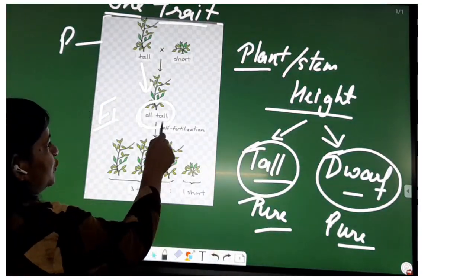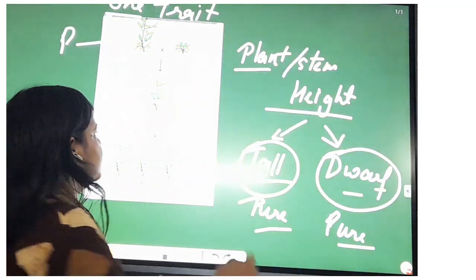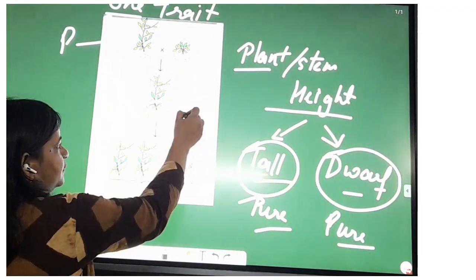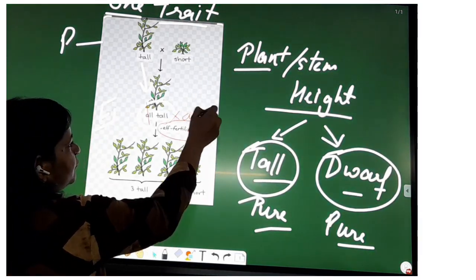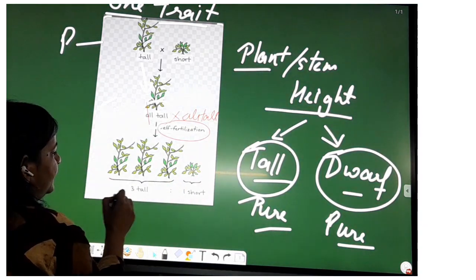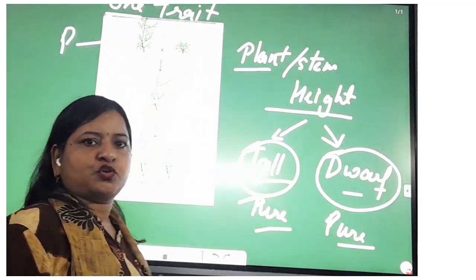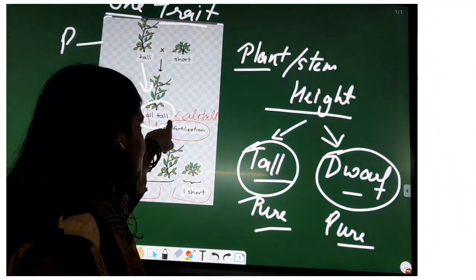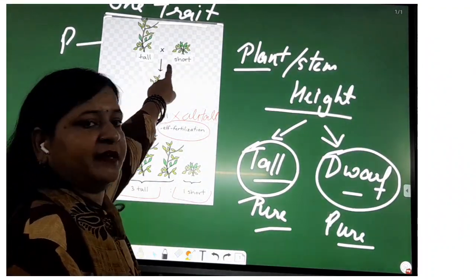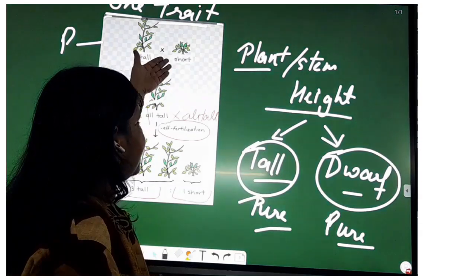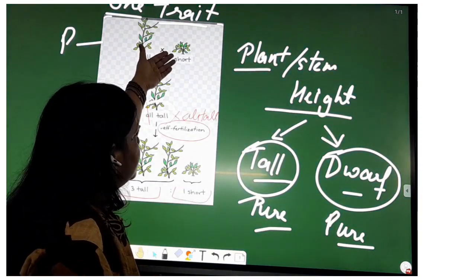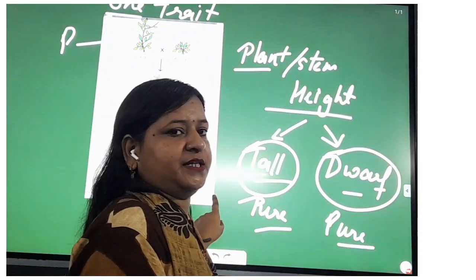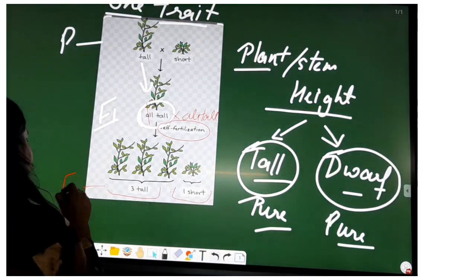Next, he did the self-fertilization. In self-fertilization, he crossed all the tall plants with each other, and he obtained 3 plants tall and 1 short. Now, there was no short character in the F1 generation, but in the parents the short character was there. So that character is carried from one generation to the next generation and was shown only in the next generation, the F2 generation. This was the F2 generation.